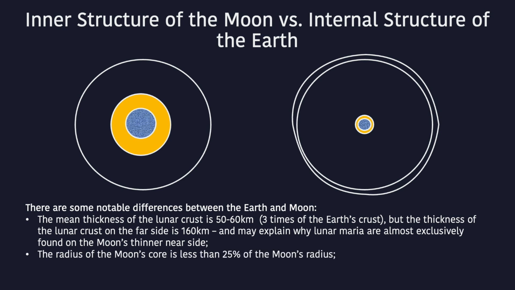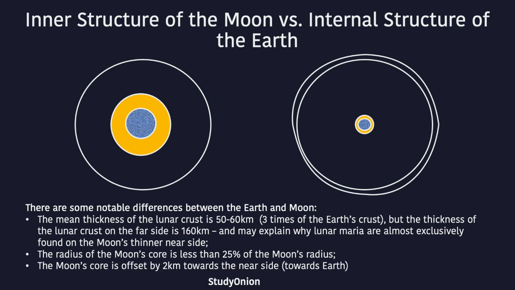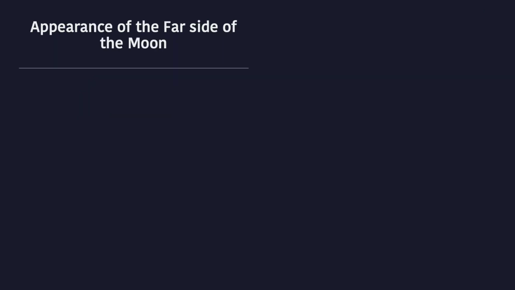Another key difference is that the radius of the moon's core is less than 25% of the total radius of the moon. And finally, the moon's core is offset by around 2 kilometers towards the near side, or in other words, towards the Earth. So let's have a little look at the appearance of the far side of the moon.